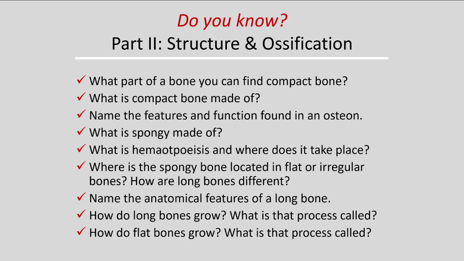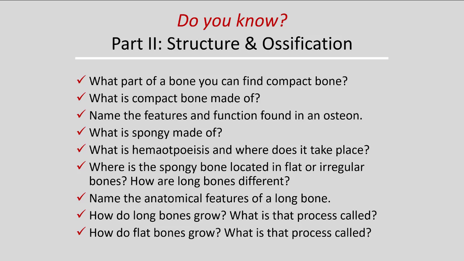You should know from this section what part of bone you can find compact bone in. What is compact bone made of? Those would be those Haversian systems. Name the features and functions found in an osteon. So you should know about the central canal, the lamellae, the lacunae, the canaliculi, and the Volkmann's canals. What is spongy bone made of? Those are the trabeculated bones and the red marrow.